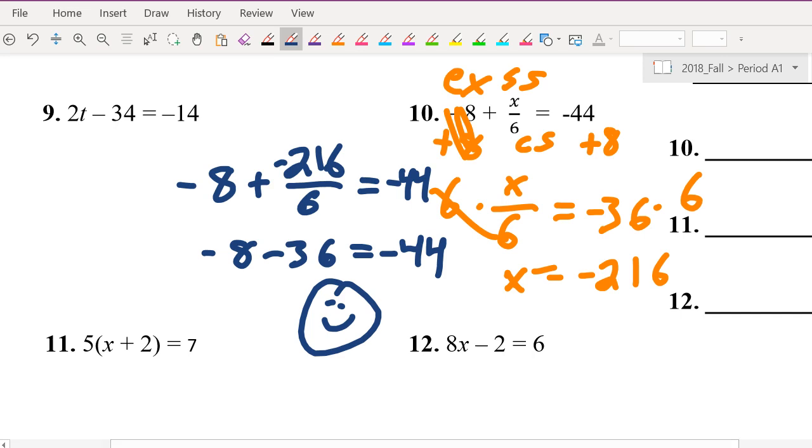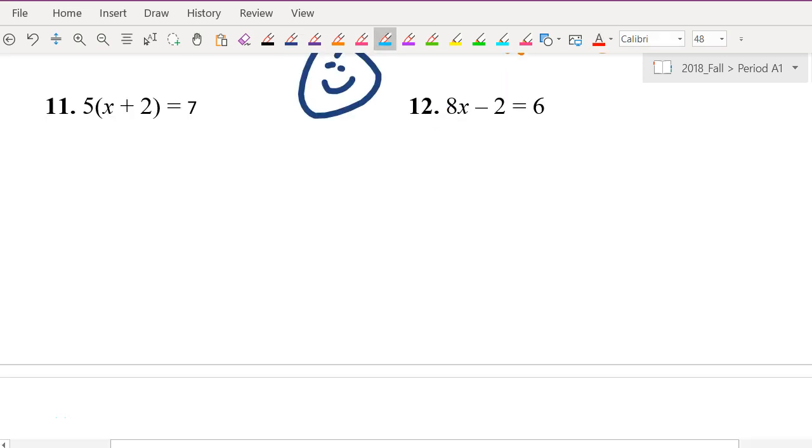Correct. A different way you can do number 11 is this. Superstar, co-star, because it's in the parentheses, extra out here. And then you divide by 5 first. Or you can multiply first, distribute this 5. What do we get? 5 times x is 5x. 5 times 2 is 10. And then we do the problem.